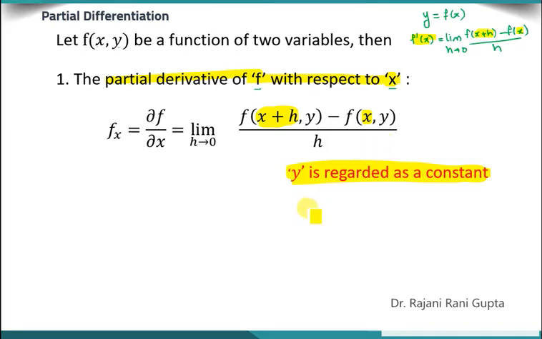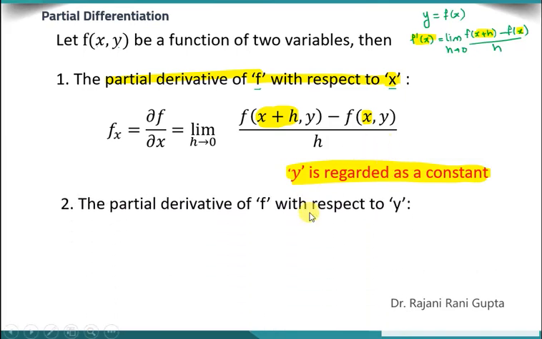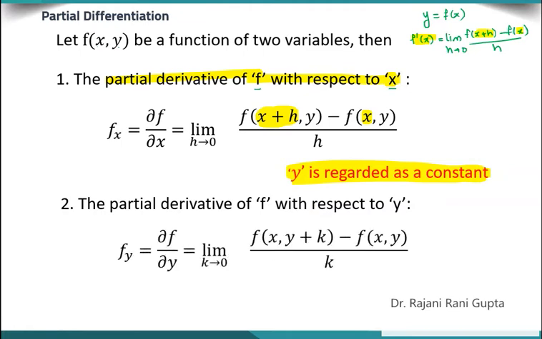Now, similarly, if we want to define the partial derivative of f with respect to y, this is how we define it. This time, as we are finding the derivative of f with respect to y, we make change in the value of y. So y changes to y plus k, and divided by the difference. Here x remains constant. x is considered as a constant value.